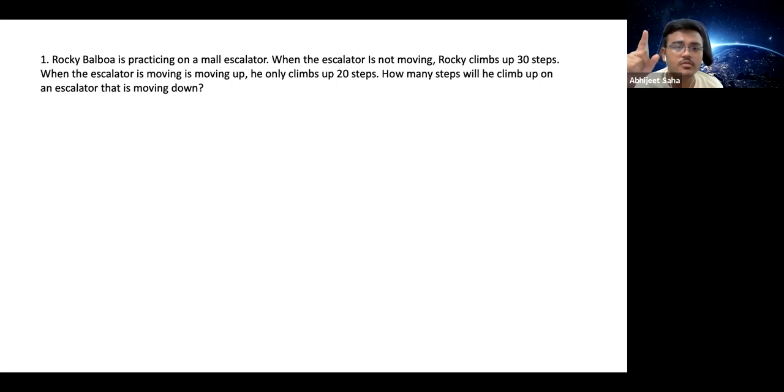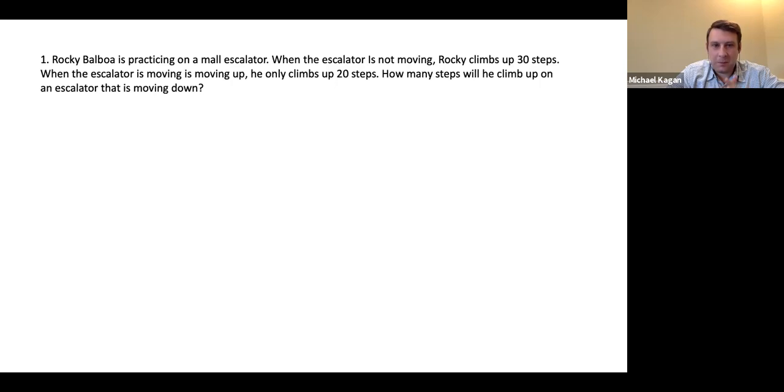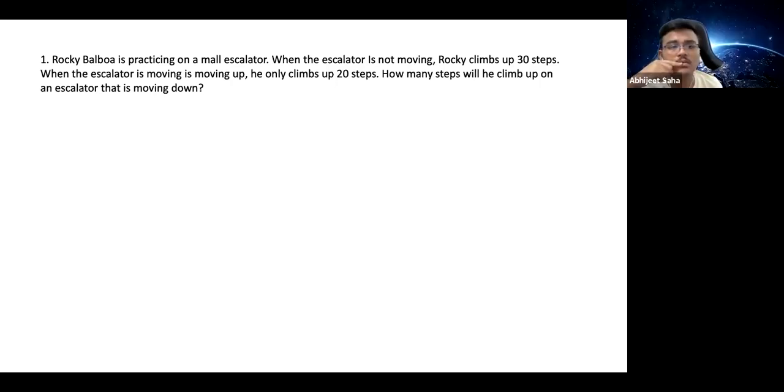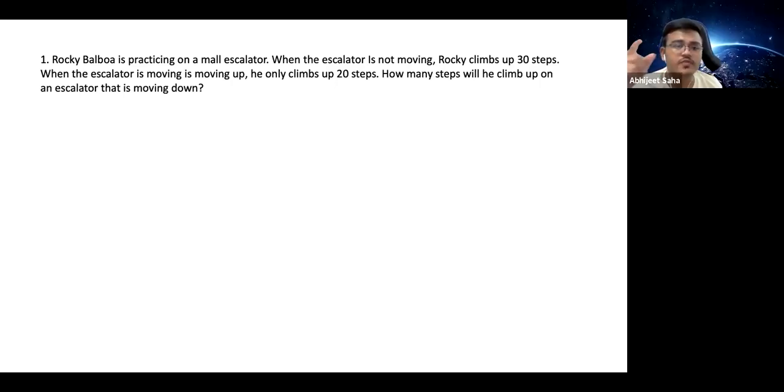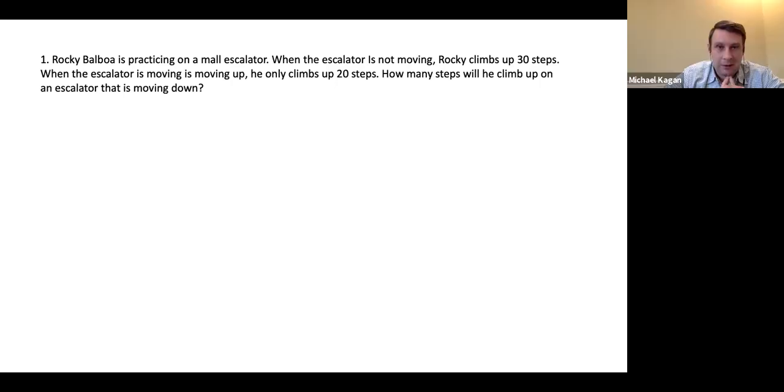Wait, so is he going up or down? He's always going up. But the escalator is moving up. You're given what happens when the escalator is stationary and when it's moving up. You need to figure out what happens when the escalator is moving down. Make sense?